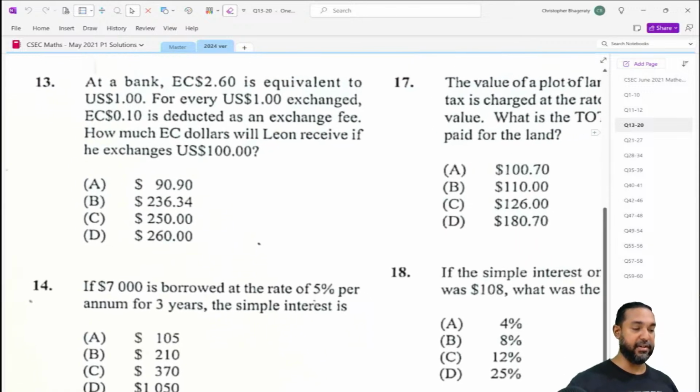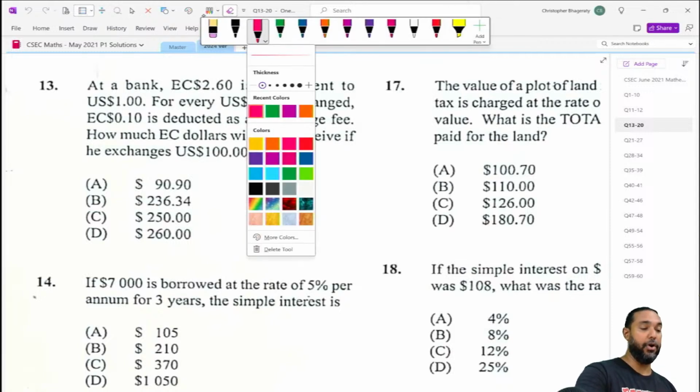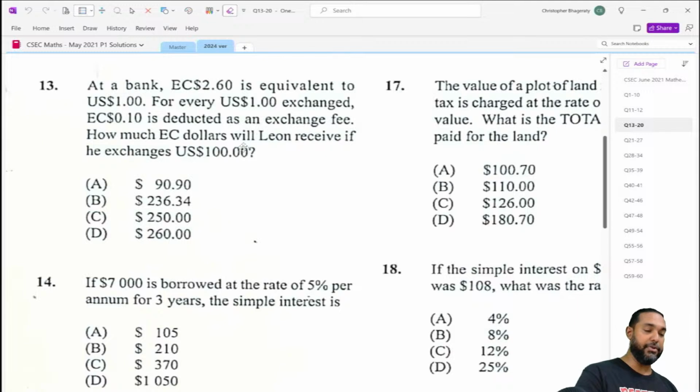Hey, look, number 13, come back. 13 was a question from some January exam. At a bank, EC $2.60 is equivalent to US $1. For every $1 exchanged, we lose 10 cents EC as an exchange fee. How many EC dollars will Leon receive if he exchanges 100 US? So what we did initially was what we now call the long way. We said 100 US multiplied by the 2.60 will give us 260, but they're deducting 10 cents for every dollar.